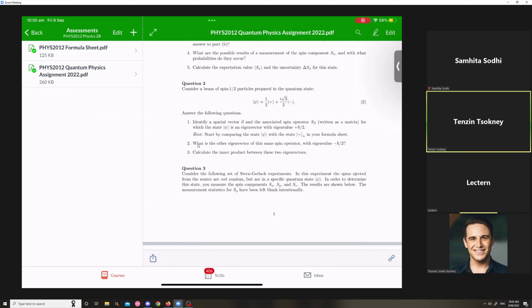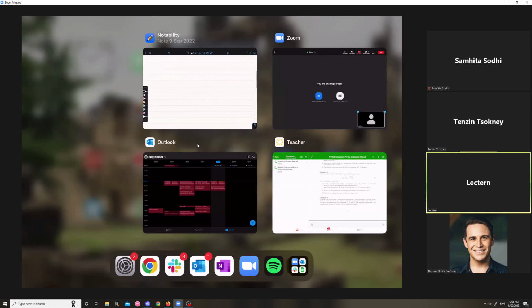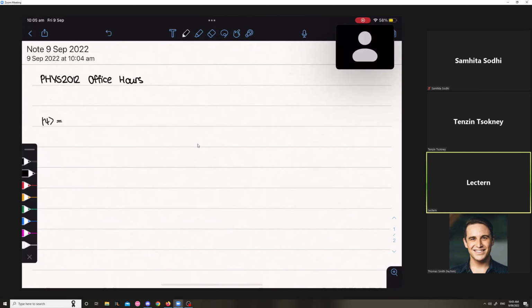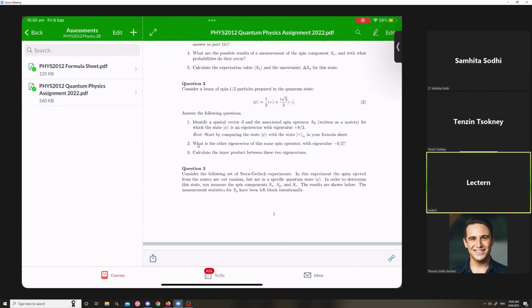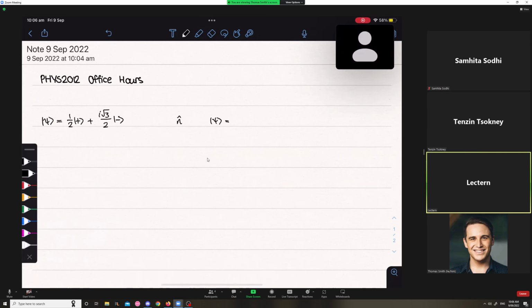Yeah. Okay, so let me just write down some stuff here. So, here's what we know. We're given that psi is equal to, what was it again? It was 1/2 plus i square root 3 on 2 minus. And so we want to find a vector n hat, a real space vector, for which psi is positive, right?